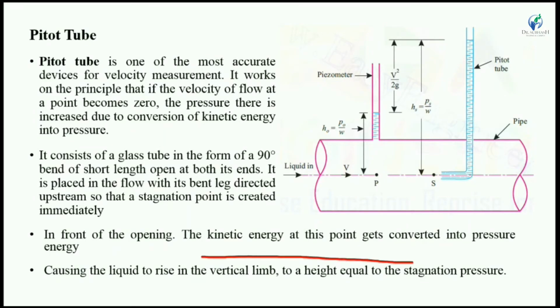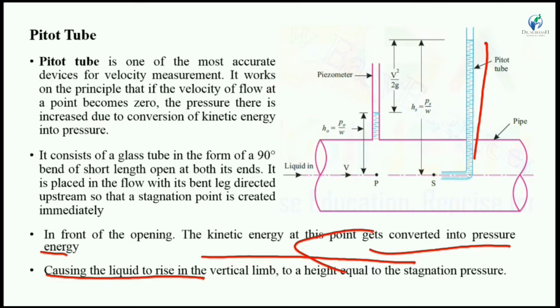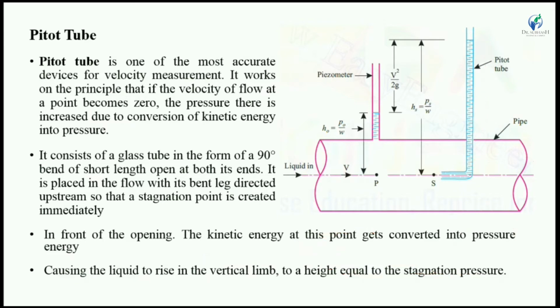The kinetic energy at this point gets converted into pressure energy, causing the liquid to rise in the vertical limb to a height equal to the stagnation pressure. So we can get the stagnation pressure from the height of this liquid column. Okay.